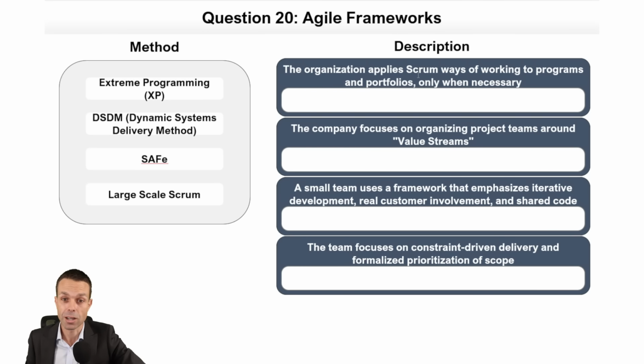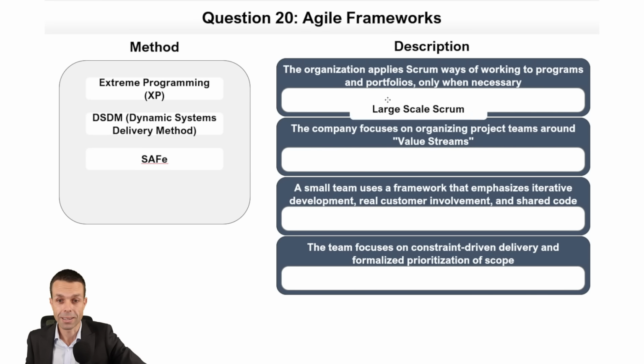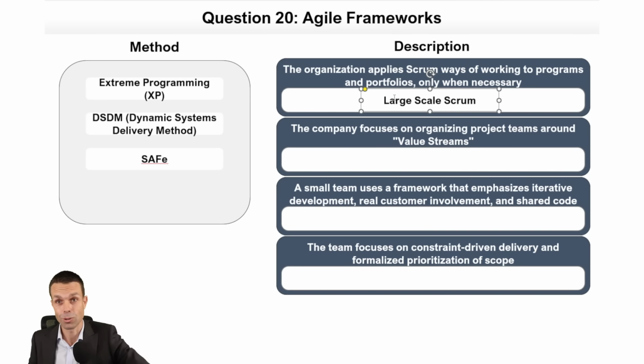Now, the organization applies Scrum, ways of working, to programs and portfolios. So Scrum, that is a tip for us. Large-scale Scrum, they do it only when necessary. In fact, they recommend that you don't use a scaling method because it's sort of anti-agile, actually, for small teams we want for Agile. The company focuses on organizing project teams around value streams.